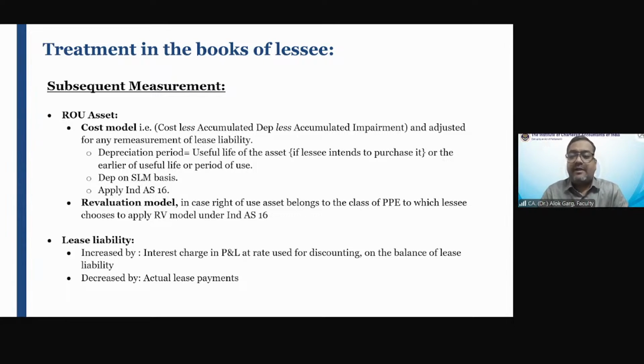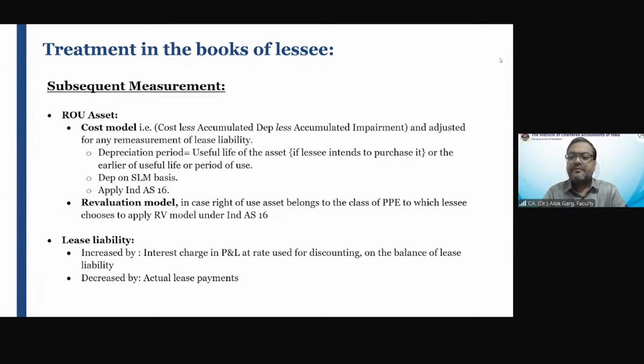Why? For example, in the next 5 years, you have to pay 5 lakh rupees, but the present value of this 5 lakh rupees is 3 lakh rupees. So what is the difference between the present value and the total payment? The 2 lakh rupees difference indicates your interest expense over the 5-year period. So interest has to be charged in P&L, right, at the rate which is used for discounting the liability.